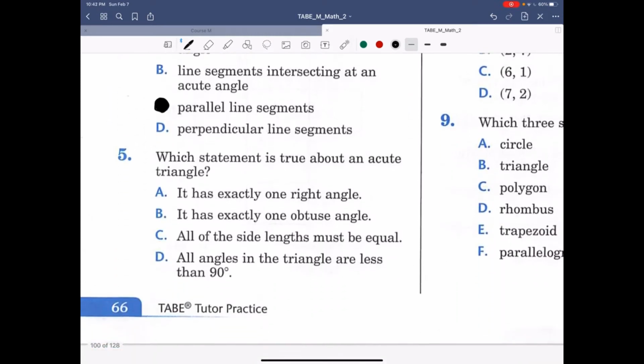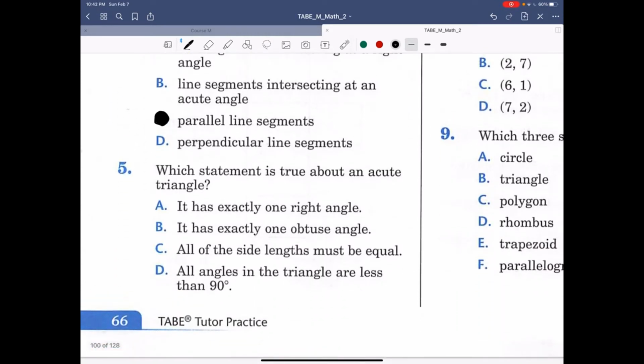Number 5. Which statement is true about an acute triangle? Acute triangle. It has exactly one right angle. It has exactly one obtuse angle. All of the sides must be equal, or all of the angles in the triangle are less than 90. That's what acute means, less than 90. Number 5 is D.